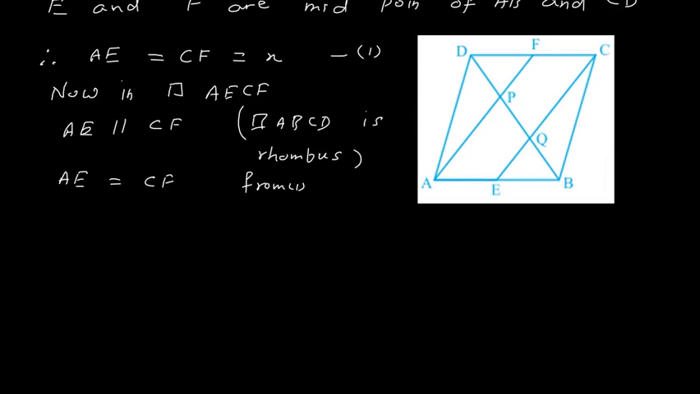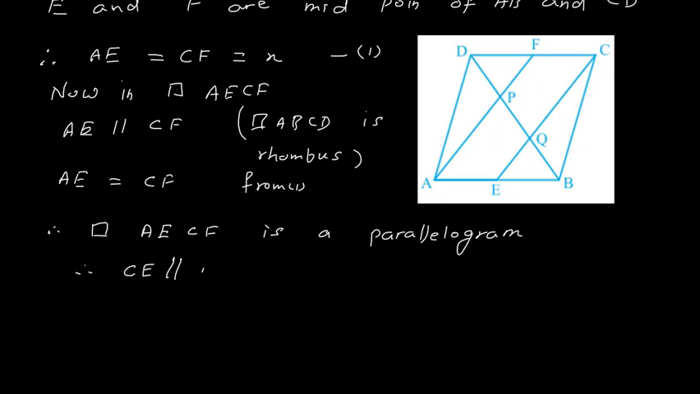Therefore, we have this quadrilateral AECF is a parallelogram. Now this AECF is a parallelogram. Therefore, we can say that CE is parallel to AF. This we will consider equation number 2. So CE and AF, they become parallel.